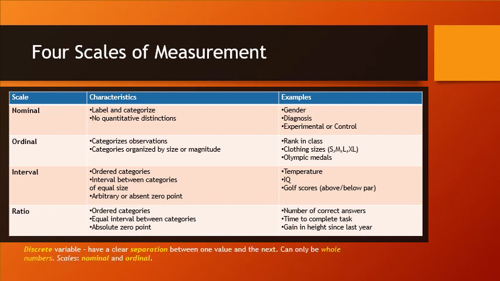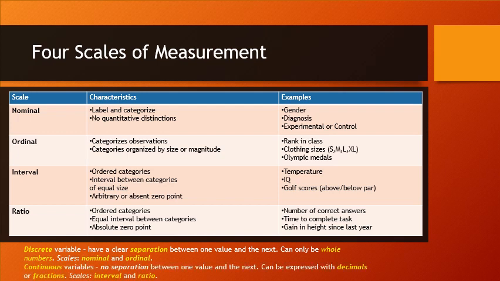Discrete variables have a separation between one value and the next. Discrete variables can be whole numbers, and nominal and ordinal data are discrete variables. Continuous variables with no separation can be expressed with decimals or fractions, and those scales would be interval and ratio. Those would consist of continuous variables.